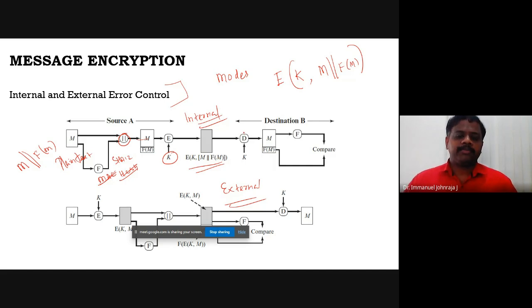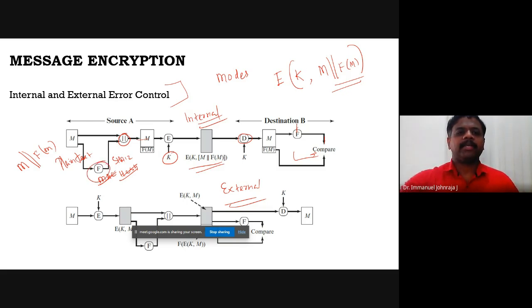Now at the receiver side, you are supposed to decrypt it to get this message and the function of message appended values. They are taken up, apply the same function again, and you are going to compare it. If the results are same, then you are going to say there is no change in the message content. All right. Confidentiality as well for what? For the digest as well as the message.